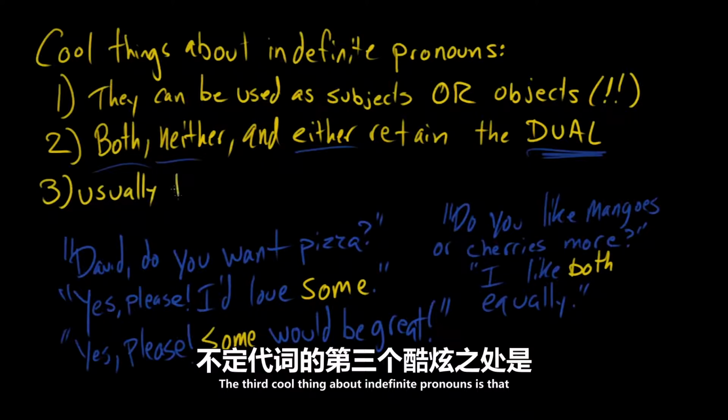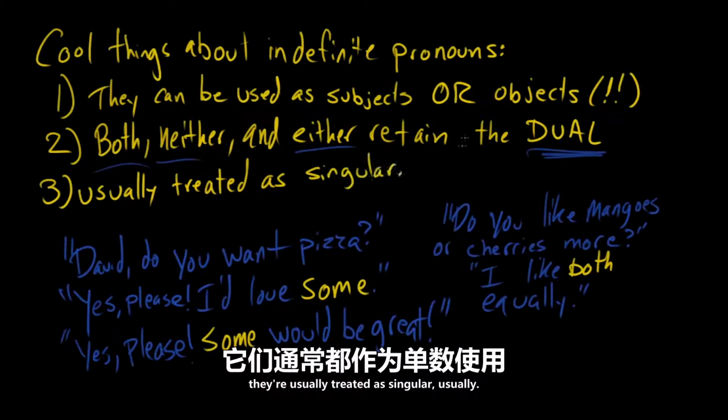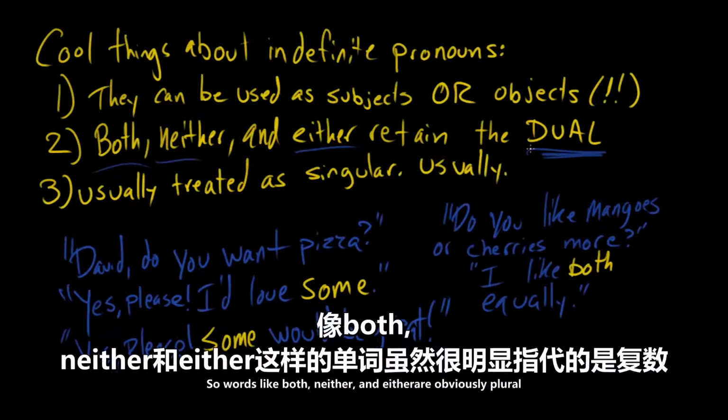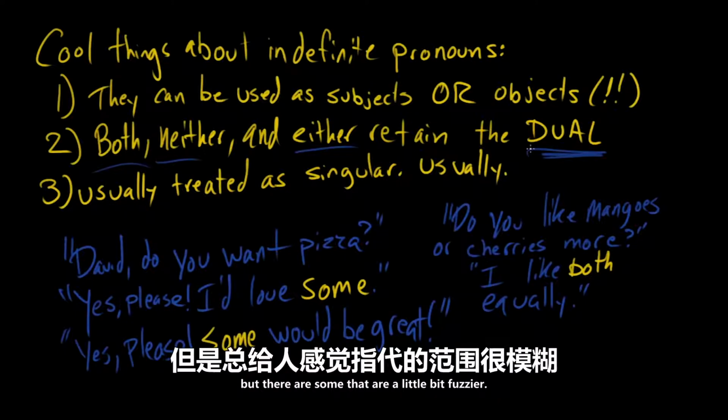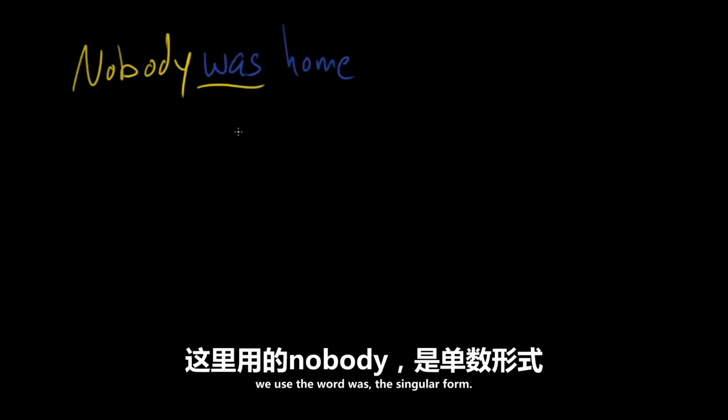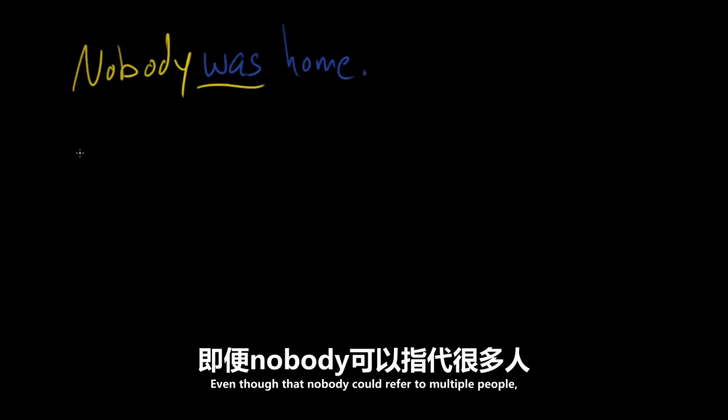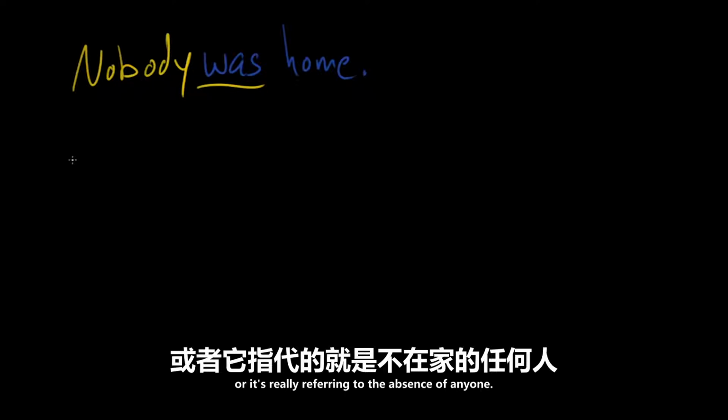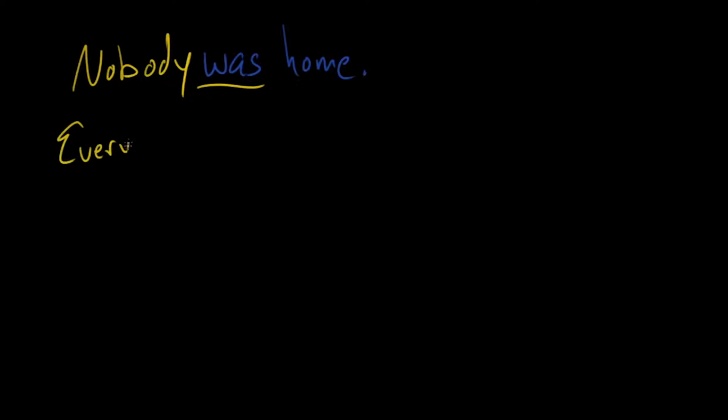The third cool thing about indefinite pronouns is that they're usually treated as singular. Usually. So words like both, neither, and either are obviously plural, but there are some that are a little bit fuzzier. For example, in the sentence, nobody was home, we use the word was, the singular form, even though nobody could refer to multiple people, or it's really referring to the absence of anyone.